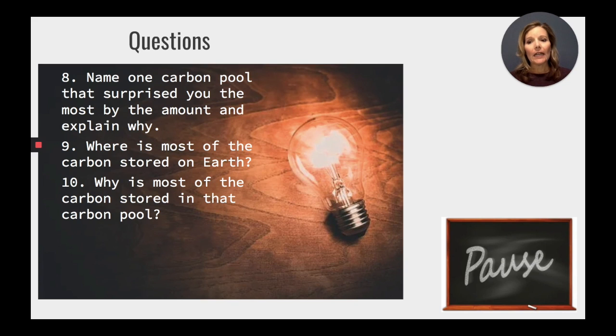On your student page, in questions 8, 9, and 10, I'd like you to name one carbon pool that surprised you the most and why. Where is most of the carbon stored on Earth according to your model? And why is most of that carbon stored in that carbon pool? In other words, why do you think there's so much carbon in the highest carbon pool on Earth? So pause the video now and take a few moments to go through and construct your explanation for 8, 9, and 10.